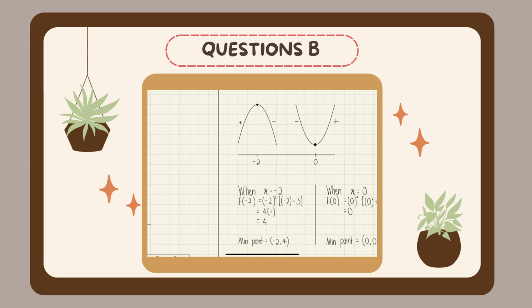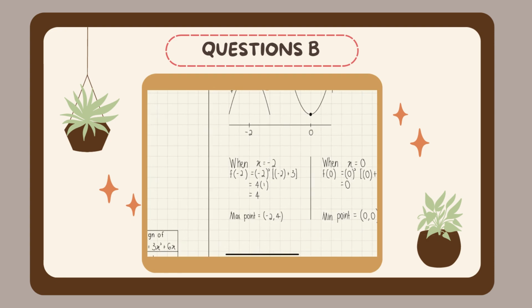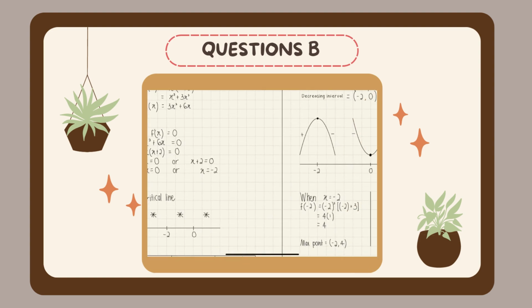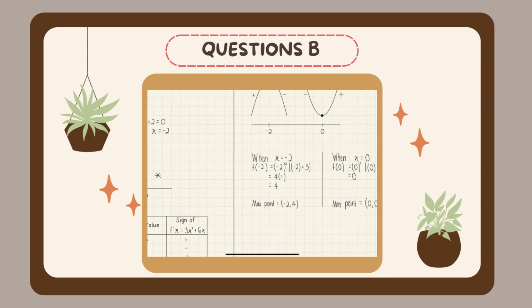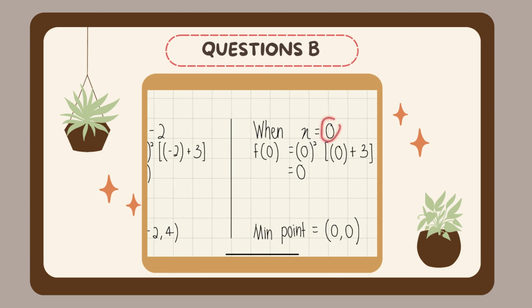As for the last step, the sixth step, we need to determine the extremum points. Here, I have done the calculation below. I put in x equal to negative 2 and x equal to 0, which are the values that we got here. I replace the x and you will get this number. Thus, the maximum point will be negative 2 and 4. As for the minimum point, when you replace x with 0, you will get the minimum point, which is 0, 0.